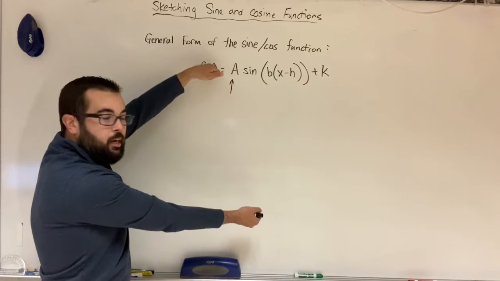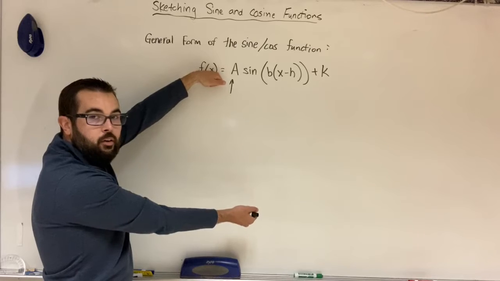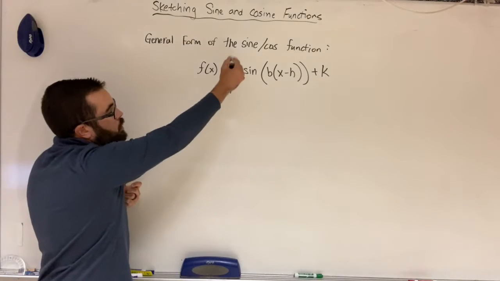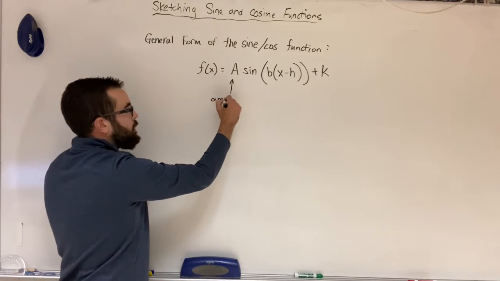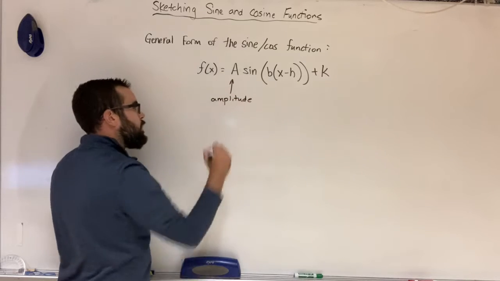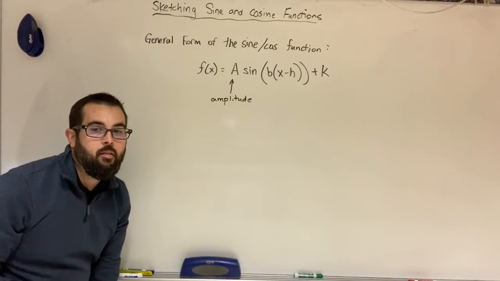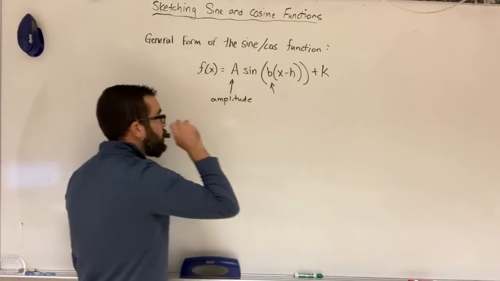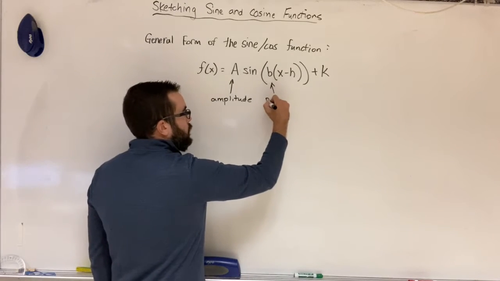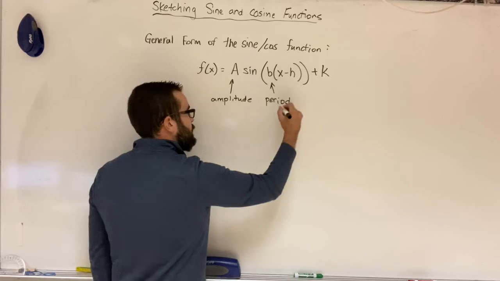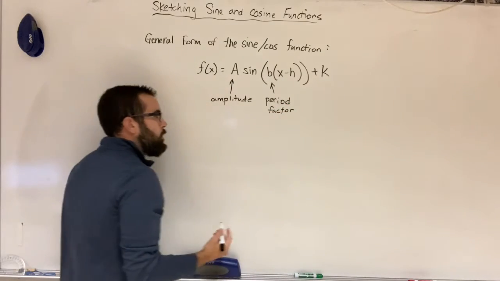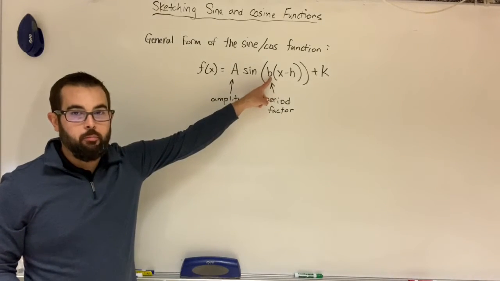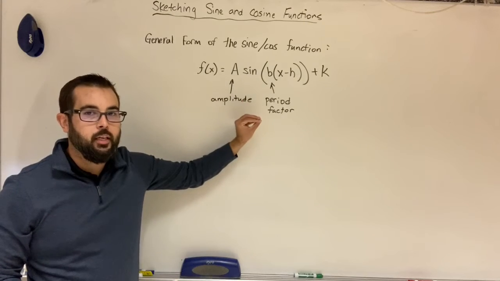If you stretch your graph vertically, that's going to make your amplitude bigger. If you compress it vertically, that's going to make your amplitude smaller. So with trig functions, we give this A a special name, and that name is the amplitude. Now what is B? B, we're going to call the period factor, and I'll come back to this in a second. If you remember, that's a horizontal stretch or compression. We'll talk more about this just in a second.